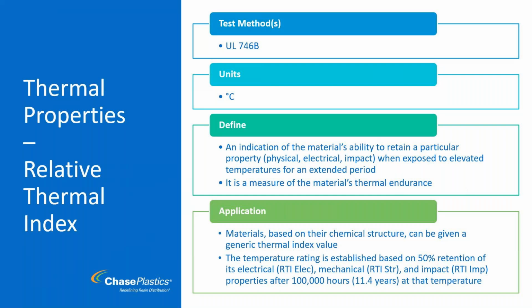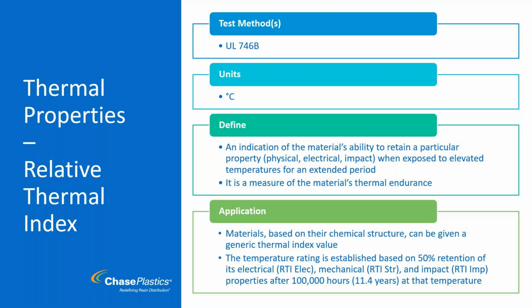As long as the material retains 50% of its original electrical, mechanical, and impact test values, that is a temperature at which the RTI is set. So in the case of your high temperature materials, the RTI is 150 degrees C. It means the expectation is that for 100,000 hours, it can sit at 150 degrees C, and when you go to test your mechanical, electrical, and impact properties afterwards, it's at least 50% of its original value after being exposed to the temperature.